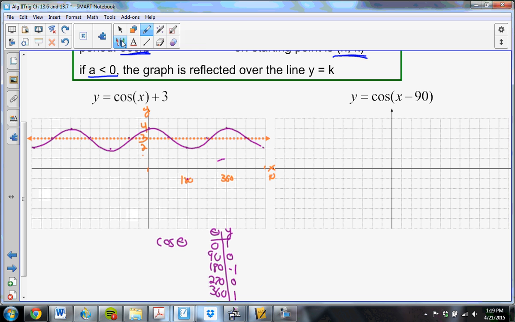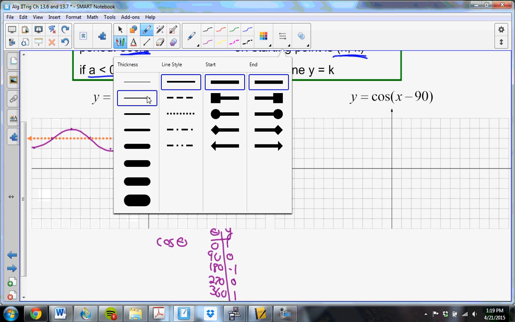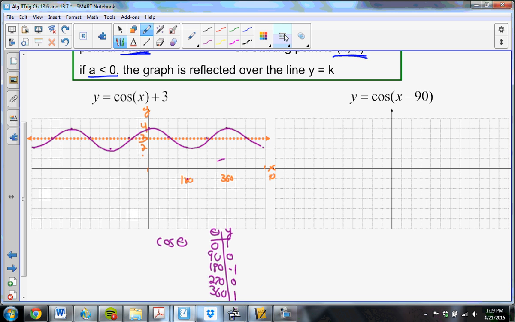Here's cosine of x minus 90 over on the right. Well, this time the graph wasn't moved up and down, it was moved to the right. The whole graph is moved to the right. So I'm going to start here at the cosine of 90. Well, cosine, again, starts high, and it's going to go all the way up to 1, because the amplitude here is 1. So it goes high, middle, high, middle. This is middle, high, middle, low, middle. And this is going to be this graph.